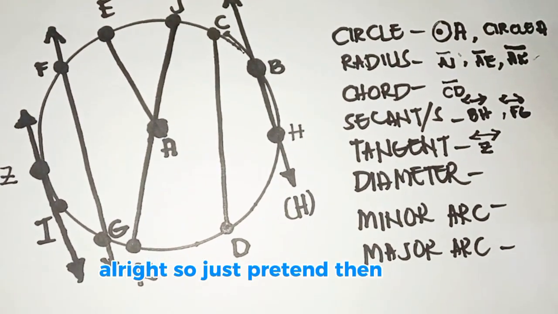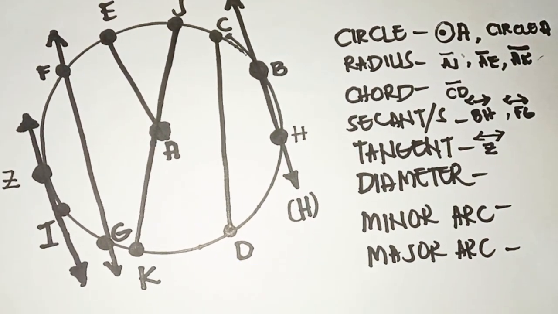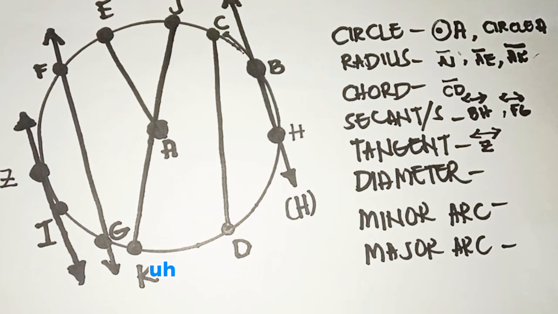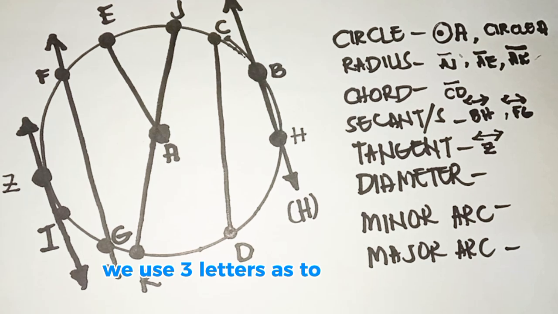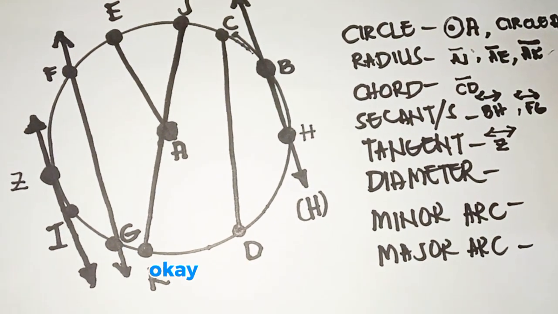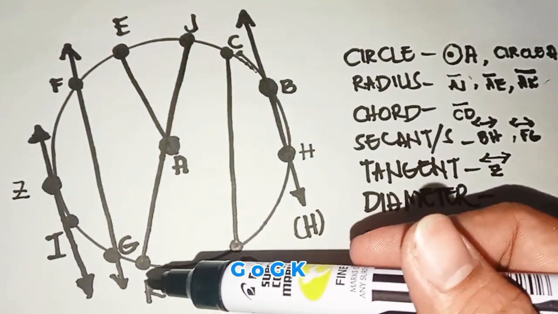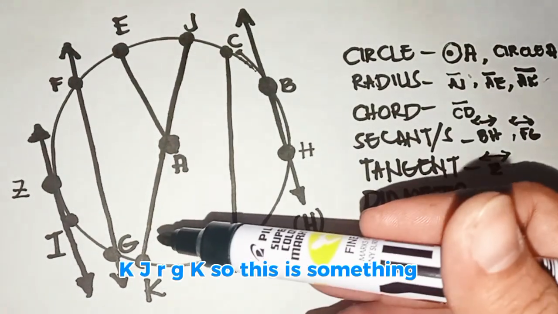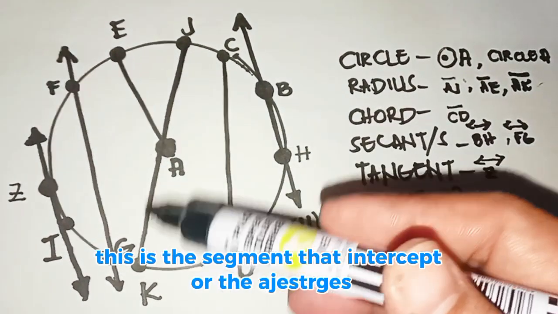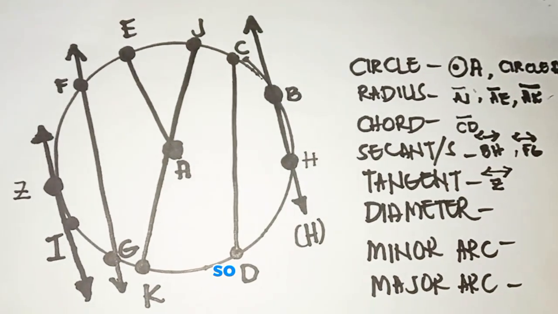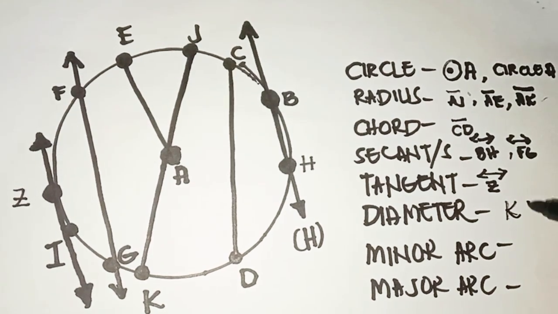Then, for the diameter, we use three letters for us to determine the diameter. K, J, or JK. K, J, or JK. So this is a segment that intersects or passes through the center point of the circle. So this is K, J.